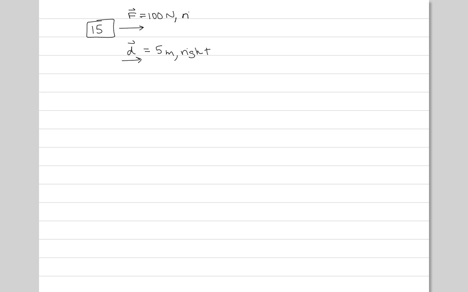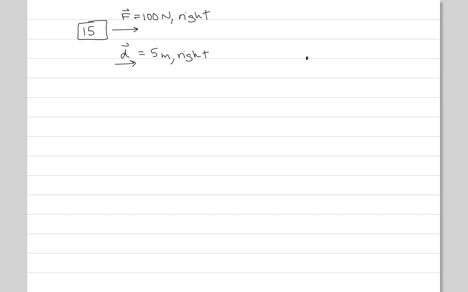We have a 15 kilogram mass, and we'll say there's an applied force for whatever reason, 100 newtons, and the displacement is 5 meters to the right. And we can see that the force is also to the right. So how would we go and calculate work for this situation? What's the formula for work?